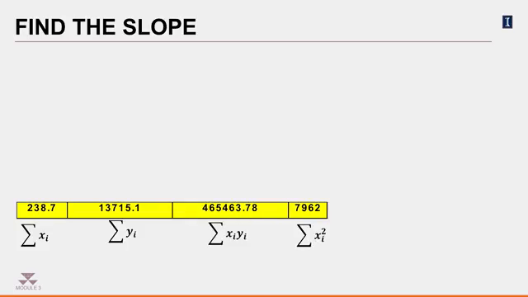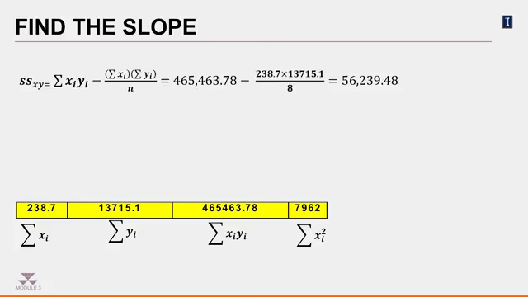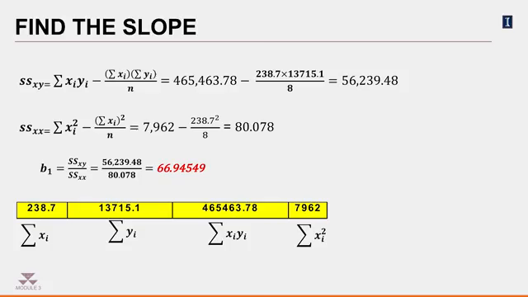And each number is one of the notations used in the slope calculations. Using the summary values, first find SS of XY. SS stands for sum of squares, which we calculate here. Then use the numbers to calculate SS of XX. Now, we take the ratio of the two to find the slope. This says for every increase in value of X, the annual sale will go up by about $66.94. Slope is the rate of change.